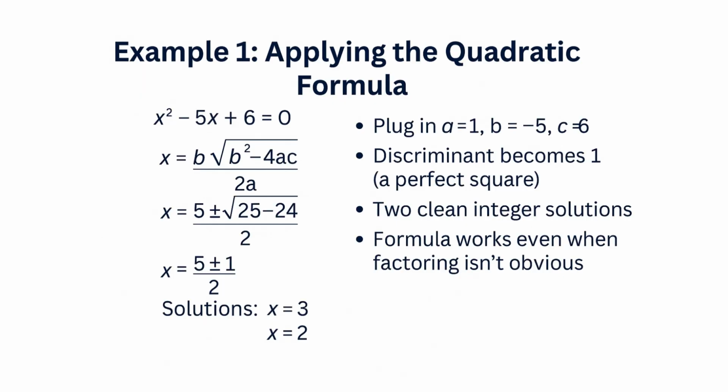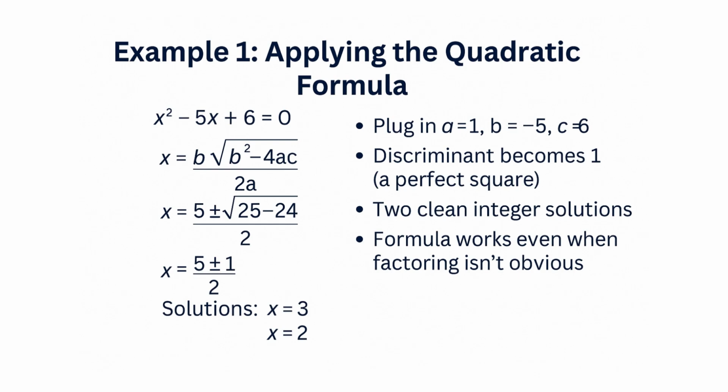Now let's apply the quadratic formula to a real example. Consider the equation x squared minus 5x plus 6 equals 0. In this case, a equals 1, b equals negative 5, and c equals 6. Plugging these into the formula gives us x equals 5 plus or minus the square root of 25 minus 24, all divided by 2. The square root simplifies to 1, so the two solutions are 3 and 2.